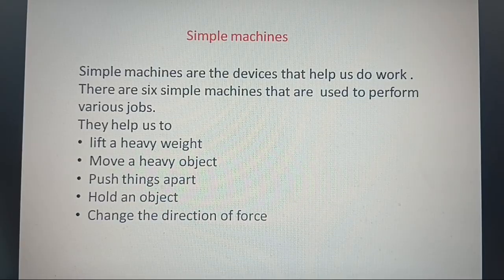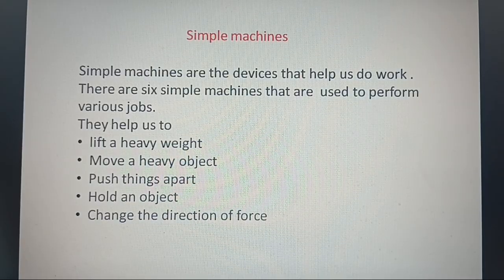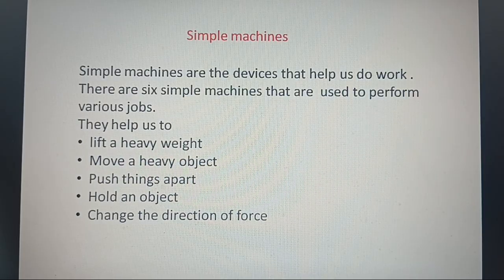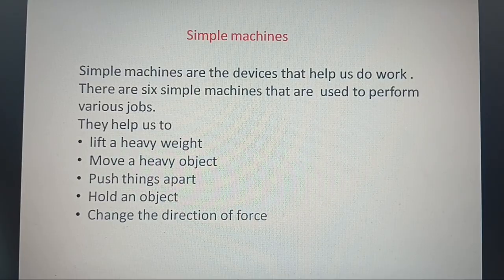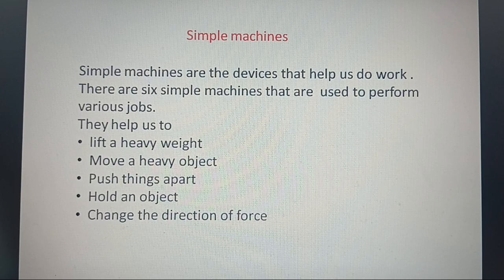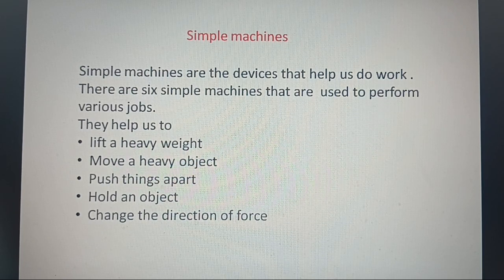Today we will study the chapter Simple Machines. Simple machines are devices that help us do work. There are 6 simple machines that are used to perform various jobs. They help us to lift a heavy weight, move a heavy object, push things apart, hold an object, and change the direction of force.